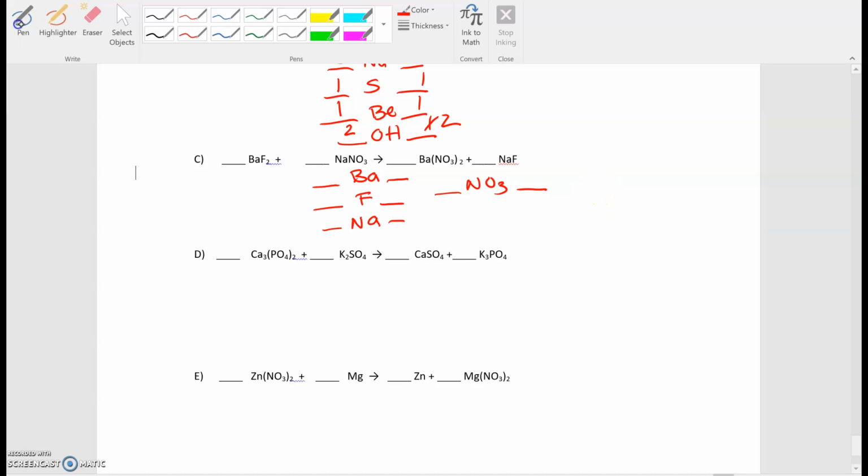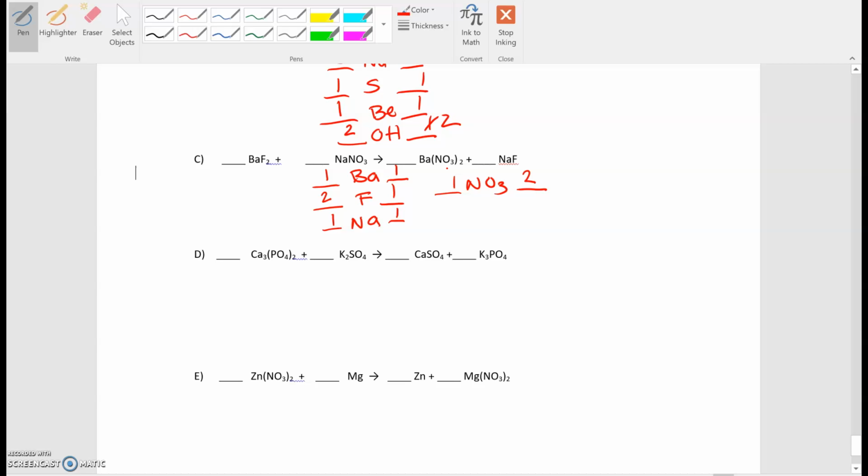Right, so to pick up where we left off, we have to take our inventory for C. So I have 1 barium on the reactant side, 1 on the product side, 2 fluorines on the reactant side, 1 on the product side, 1 sodium on the reactant side, 1 on the product side. I have 1 NO3, 1 nitrate, but I have 2 NO3s on the product side because it's in parentheses with the subscript on the outside.